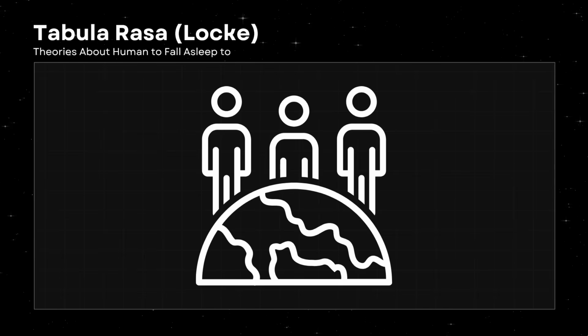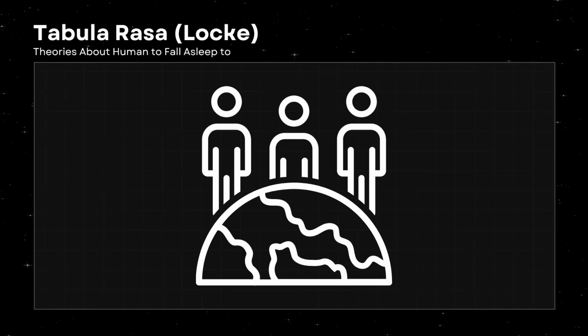Tabula Rasa is a theory developed by the philosopher John Locke. The phrase means blank slate in Latin. Locke believed that people are not born with built-in ideas or knowledge. Instead, he argued that the mind starts as an empty surface, waiting to be written on by experience. This idea challenged older beliefs that humans are born with certain truths already in their minds. According to Locke, everything we know comes from what we see, hear, touch, taste, and smell as we move through life.